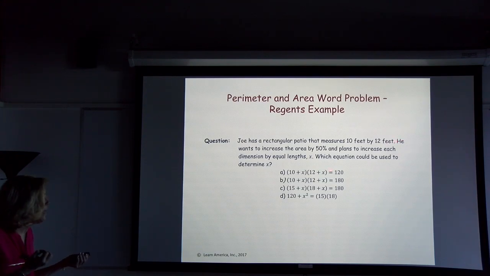60. So he wants to make it a total of 180, right? It's 120 to start with. He wants to increase it by 50%, or half of that. So he wants to increase it by 60, bringing the 120 plus 60 up to 180. So right away, I notice that A is not appropriate, because it's got 120.